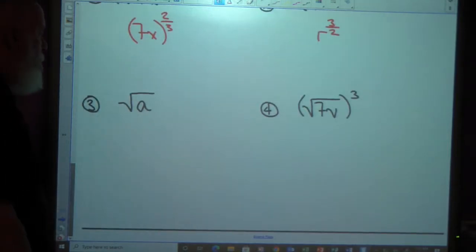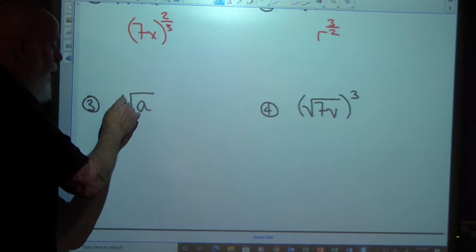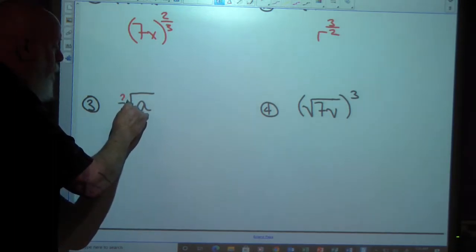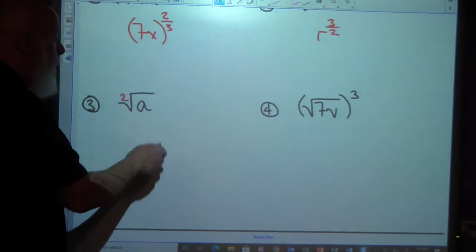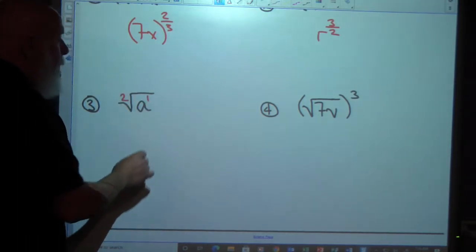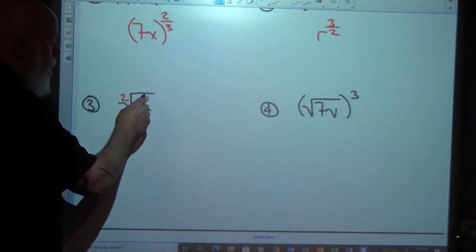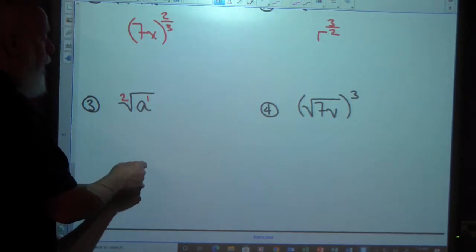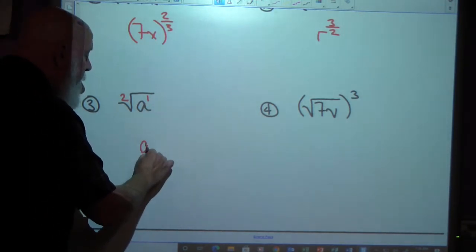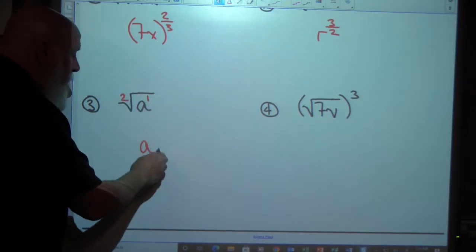Let's take a look at this one. Now here's one that has 2 implied values. This index is an implied 2, the square root. There's always a 2 here. You can't see it, but it's there. It's implied, the square root. And there's always a 1 for any number or value, any variable or number raised to the first power is itself. So there's an implied 1 as an exponent there. Now to write this as a rational exponent, I get rid of the radical, raise the 1 up, slide the 2 under.